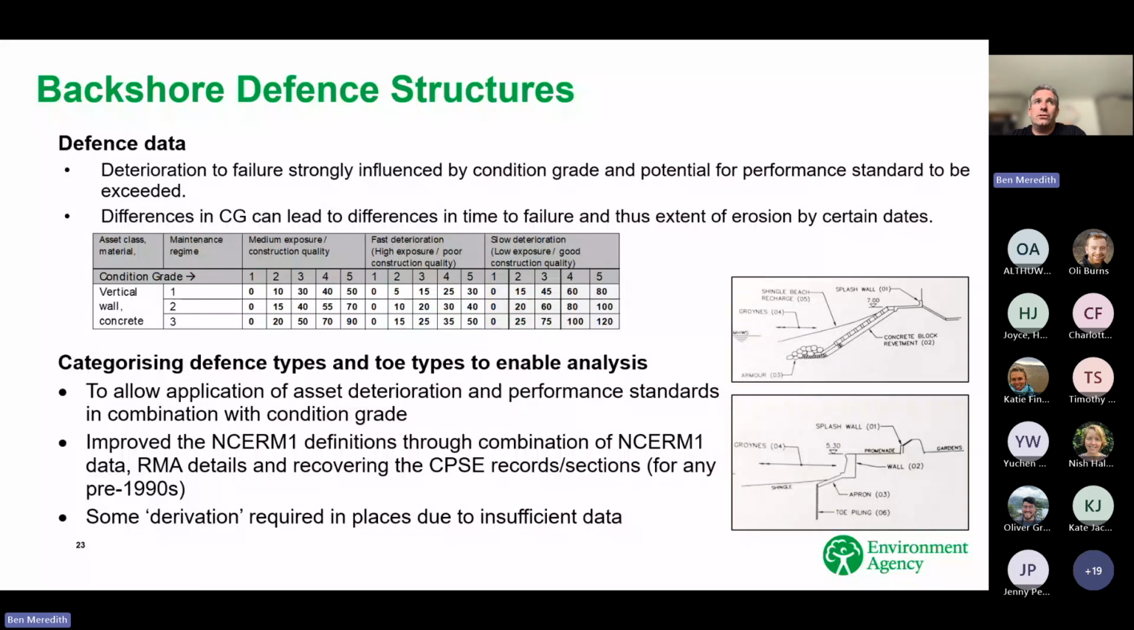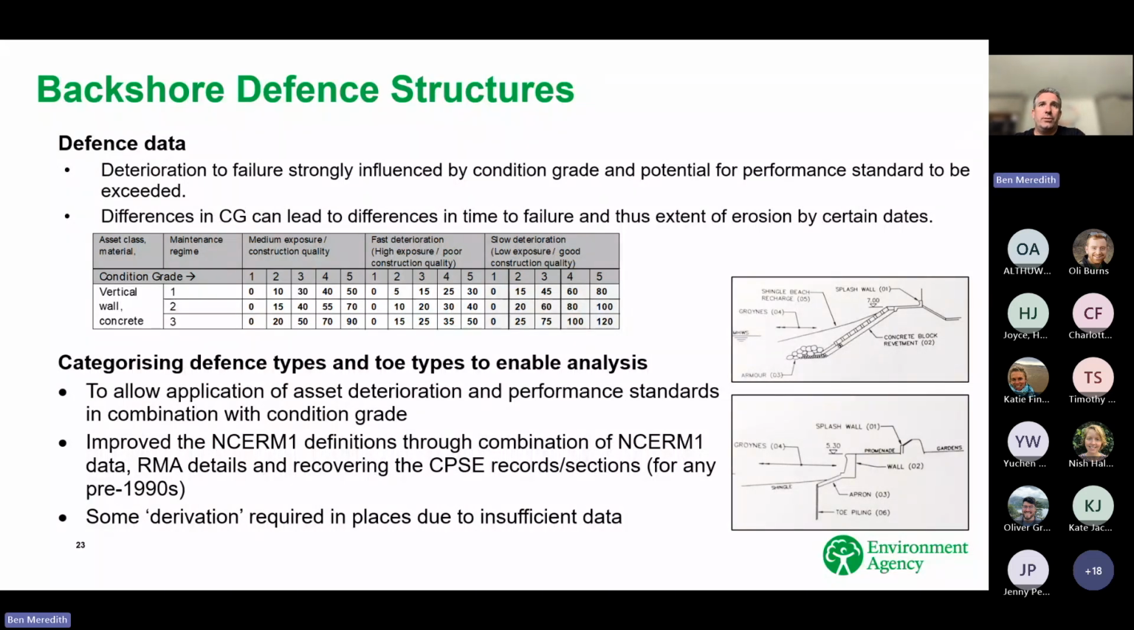The deterioration of defences is strongly influenced by the condition of the structure and the potential for the exceedance of its performance standards. To assess the impact of deterioration of defences, we used the type of defence, the type and the condition of the structure, and its standard performance design standard.